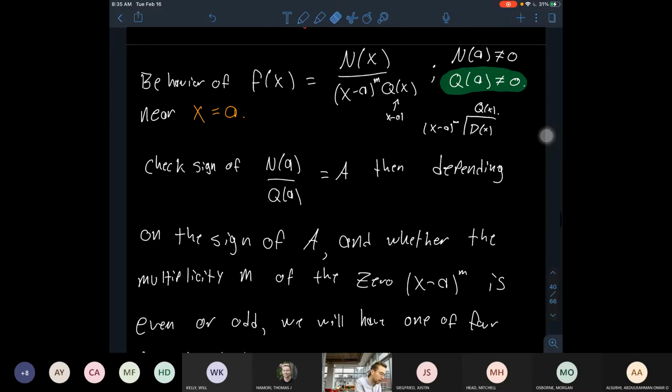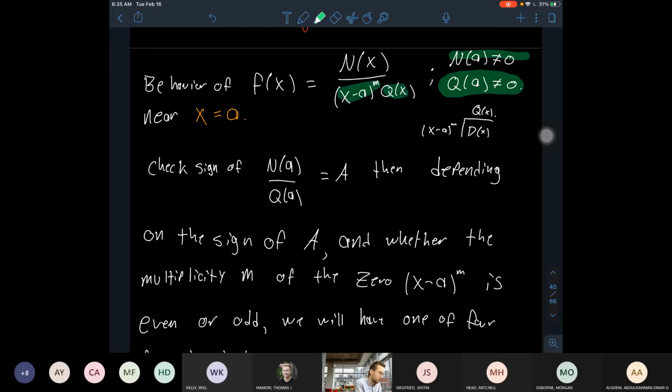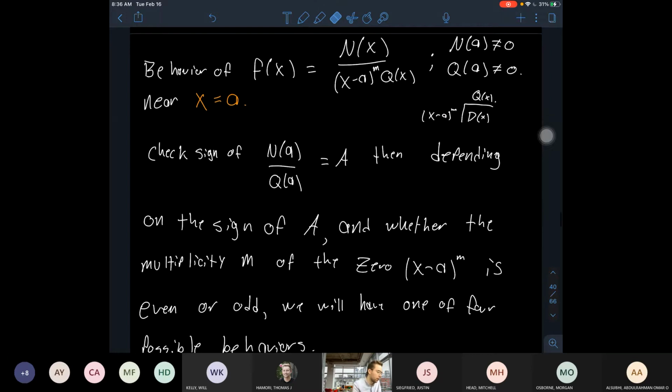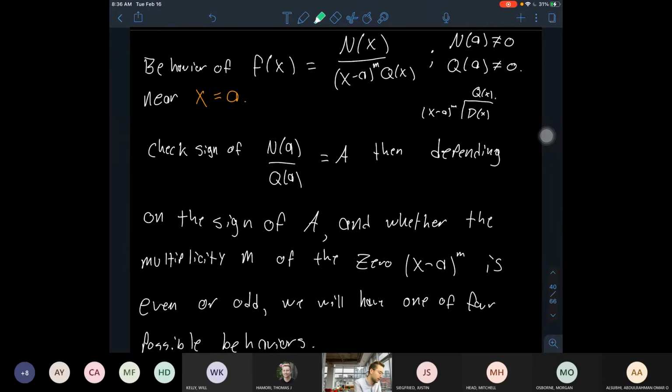And then, of course, we want our numerator to not be equal to 0, because otherwise we would have a hole. So we say that the numerator is not 0, and the denominator is split into the part that will be 0 and the part that's not 0. Once we have that, what we're going to do is look at the sign of n of a divided by q of a. Remember, these are both not 0. So this number in this box here will have a sign. It will either be positive or negative. All numbers which are not 0 are either positive or negative.